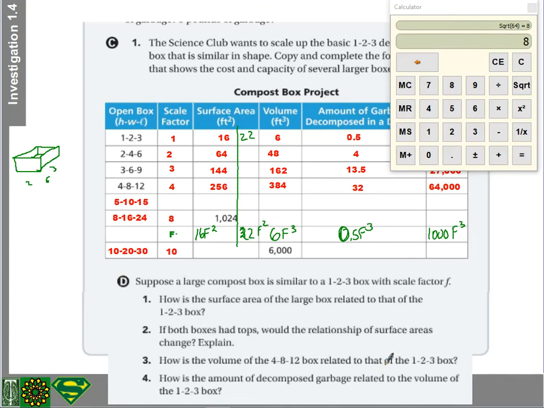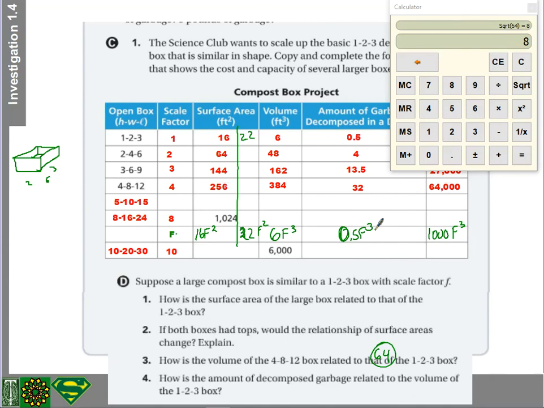For 3, how is the volume of those related to that? Well, the volume is going to be the scale factor cubed times bigger. So the scale factor is 4. 4 cubed is 64. 4 times 4 is 16. 16 times 4 is 64. So the volume would be 64 times bigger. How is the amount of decomposed garbage related to the volume? Well, it's the same thing. It's going to be the scale factor cubed times bigger.